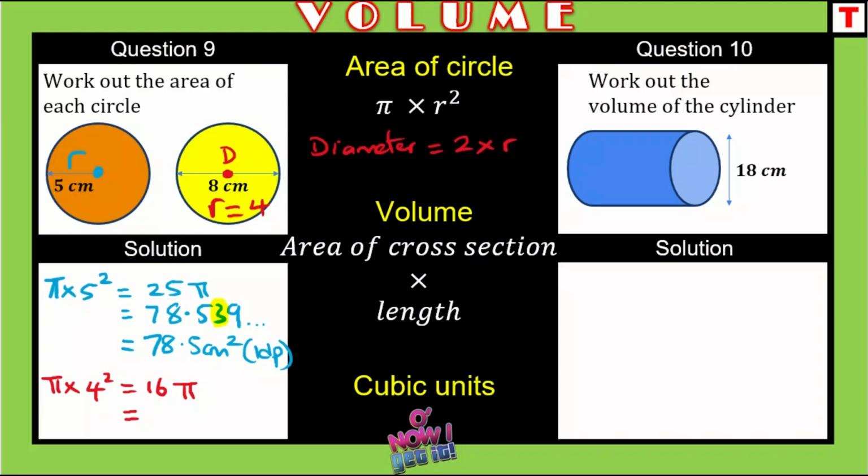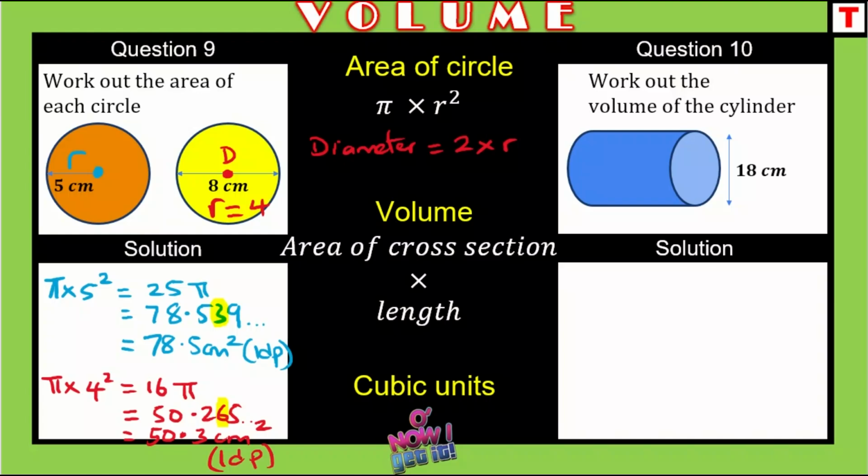And if we record this to 1 decimal place, then we would have 50.265 and so on. And if we wanted to record it to 1 decimal place, again, we would go to the second decimal digit. And since this is bigger than 5, we would then add 1 to the 2 to make a 3. So this would become 50.3 centimeter squared, and this would be to 1 decimal place. Okay.